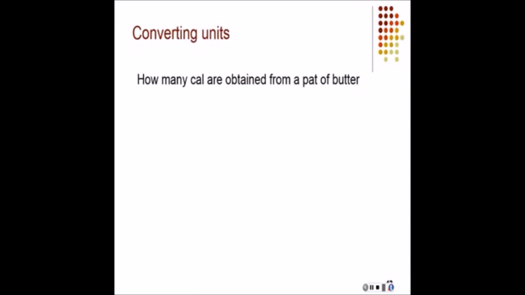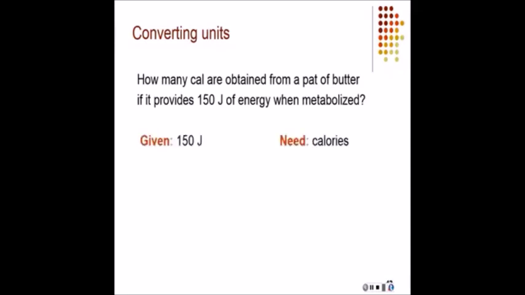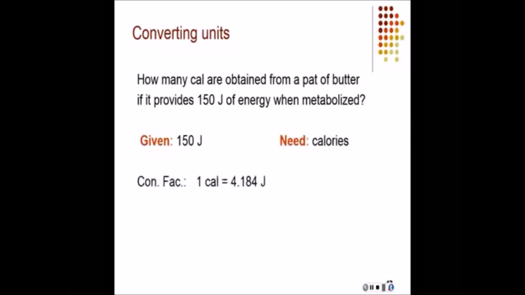Okay, converting units. How many calories are obtained from a pat of butter if it provides 150 joules of energy when metabolized? So we're really asked to go from 150 joules to calories. So we just need that conversion factor, which is 1 calorie equals 4.184 joules. Now, why don't you pause it right now and try to solve this one yourself before you see the solution, because everybody should be able to do these simple conversions.